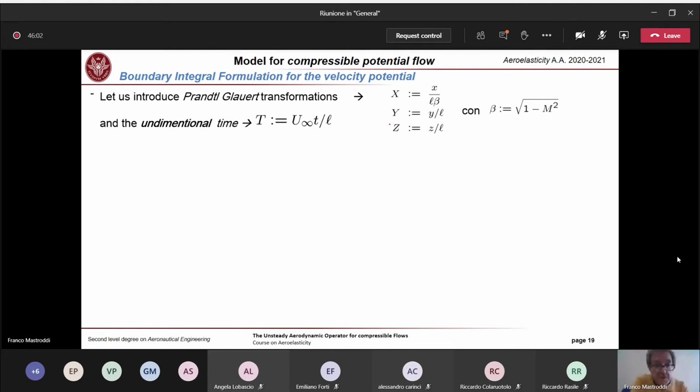So the steps are the following. First of all, introduce Prandtl-Glauert transformation. So introduce capital X is equal to x divided by L by beta, capital Y as y by L, capital Zeta as zeta by L. L is a reference length.